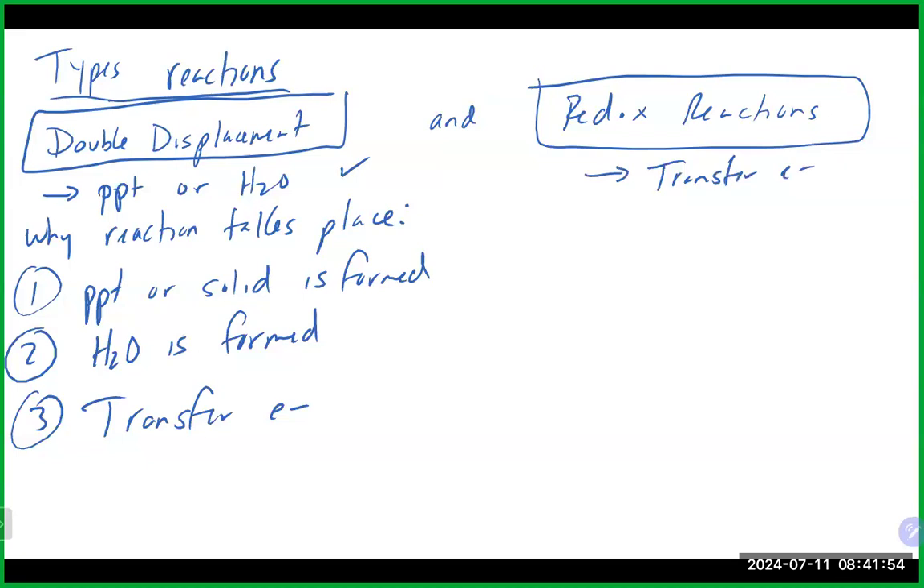So these two big categories of types of reactions take care of the three main reasons why reactions take place. And underneath these two big categories, we will talk about more specific ways that you can classify reactions. But ultimately, they fall into these big umbrellas. Either they're going to be a double displacement reaction or they're going to be a redox reaction. Any questions on that there?